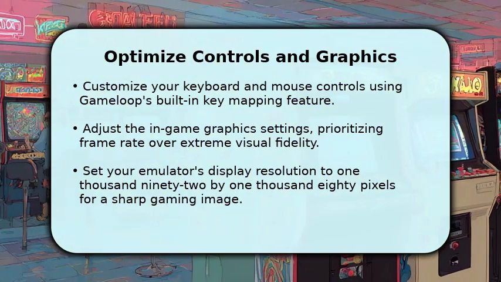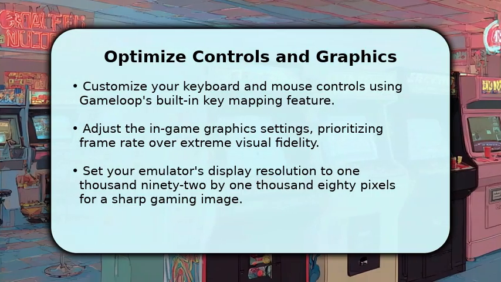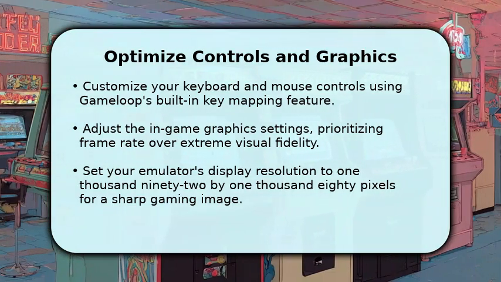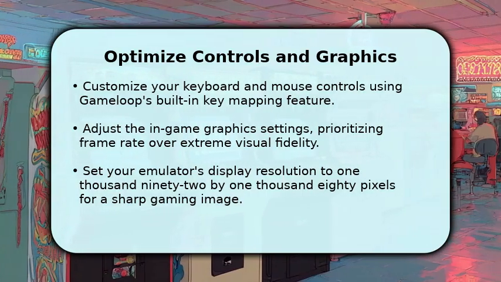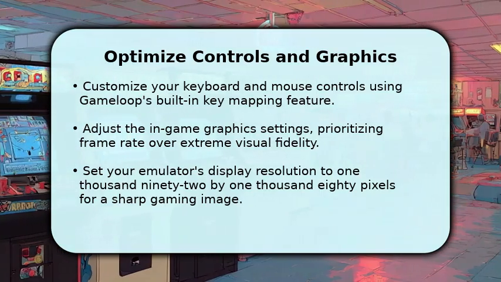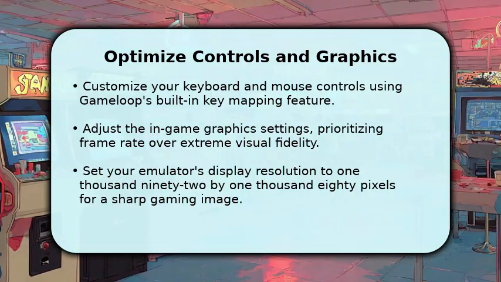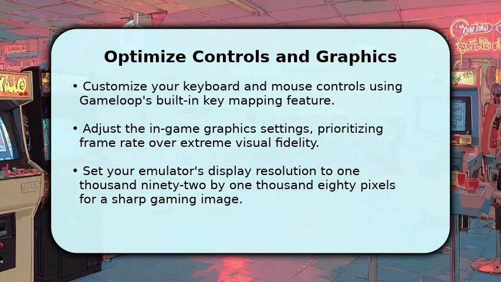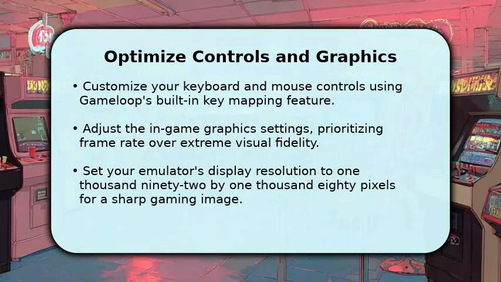With PUBG Mobile installed, it is time to optimize your setup for an advantage. Use GameLoop's intuitive key mapping tool to assign keyboard and mouse controls that feel natural to you. Experiment with different graphic settings within the game. Often, a balanced or smooth frame rate setting provides the best competitive edge. For a crisp visual experience, consider setting the emulator resolution to full high definition or 1920 by 1080.